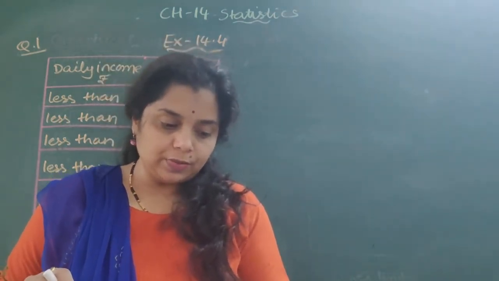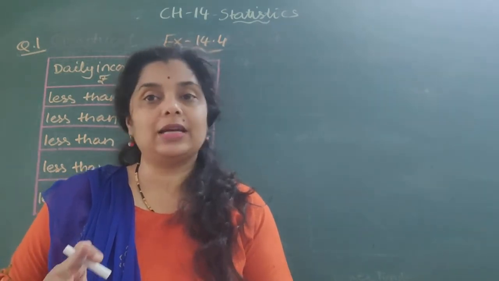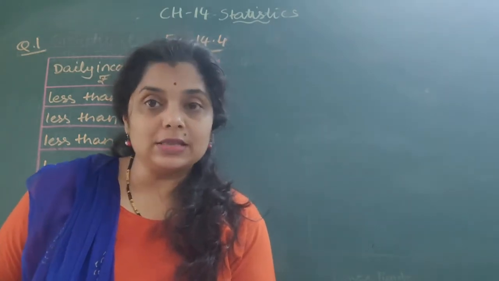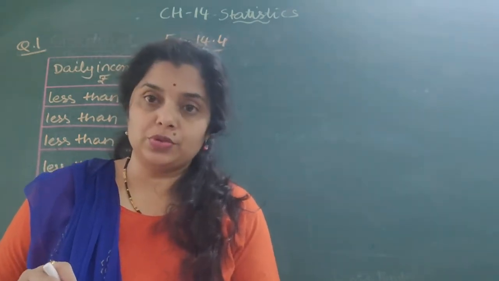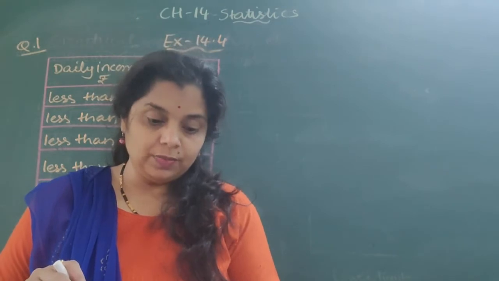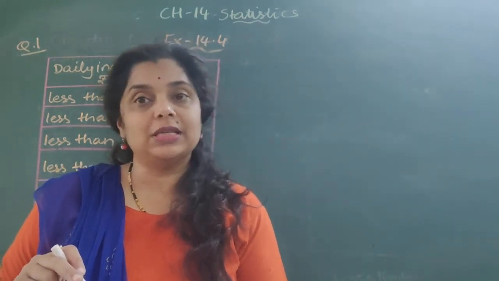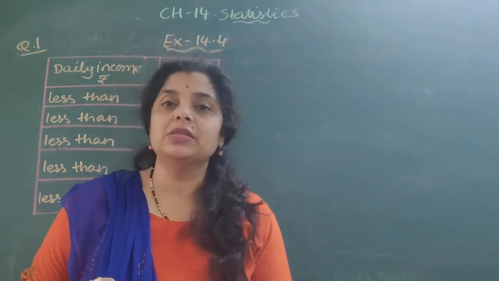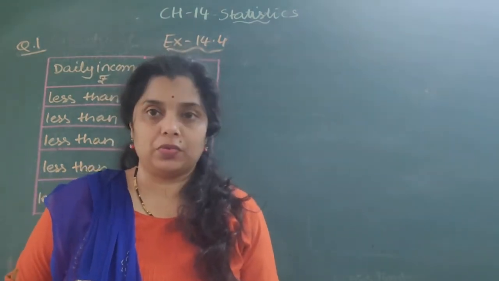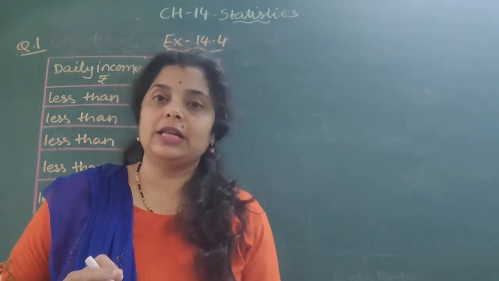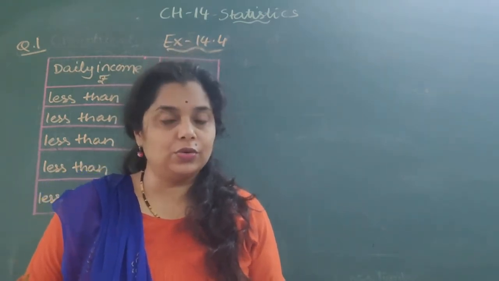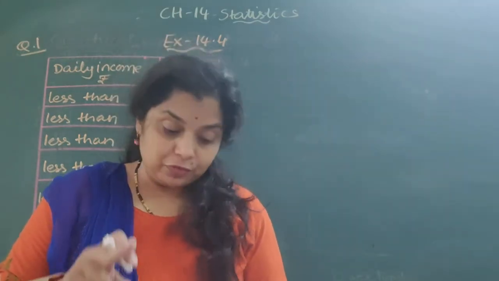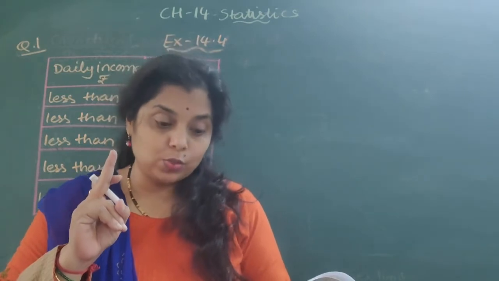Convert the distribution above to the less than type. Here they ask us to do a less than type graphical representation of the cumulative frequency distribution and draw its ogive. It means they are asking us to draw the curve, the curve of less than type. As I just told you, if it is less than type, then less than what? Upper limit.